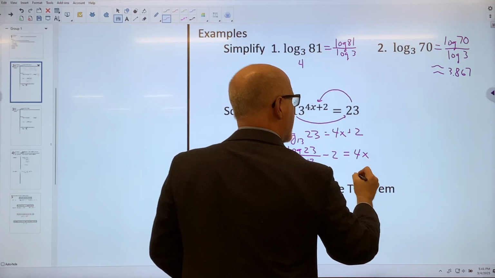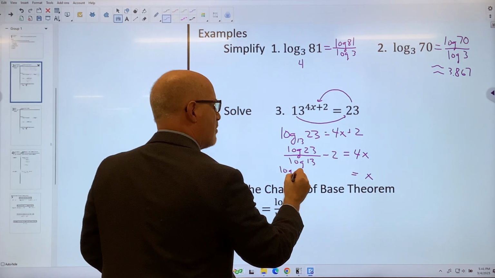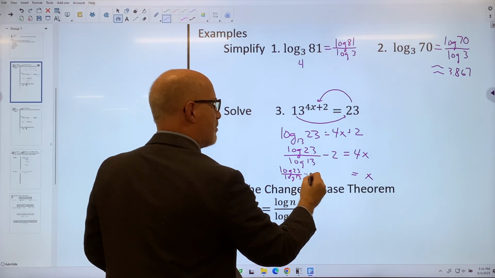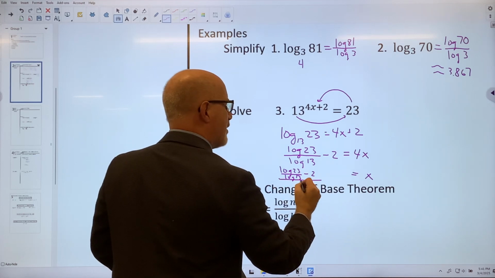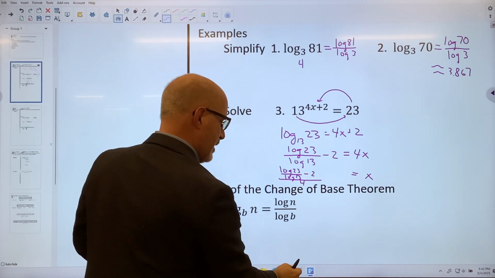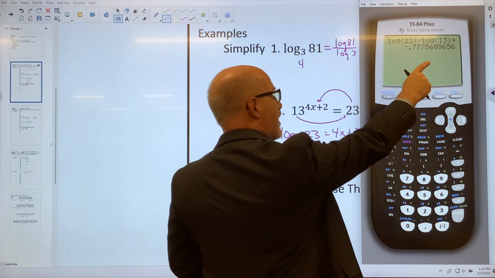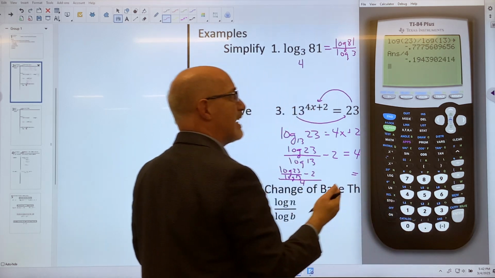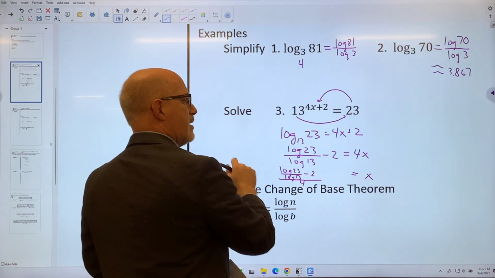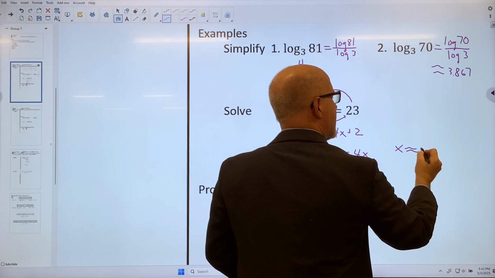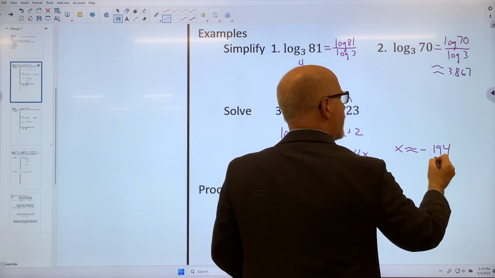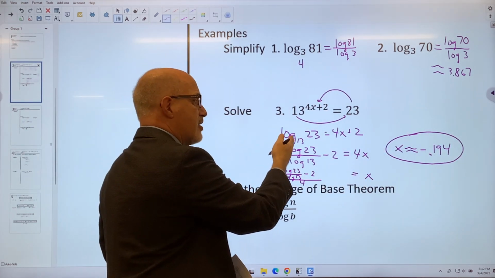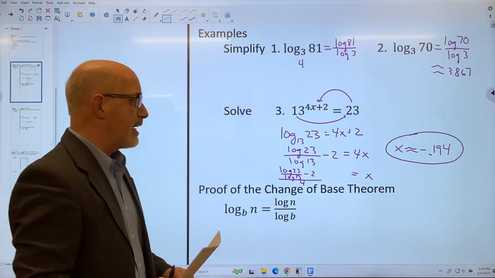So what I'm going to have here is this complex problem, log of 23 over log of 13 minus 2, and that's all going to be divided by 4 is what x equals. Now all I have to do here is take what I've got there, that was the numerator, and divide it by 4 to get my answer. And so I get about negative 0.194. So x is approximately negative 0.194 for my answer. So the idea here is to change it to a log and use your change of base in order to get the answer.